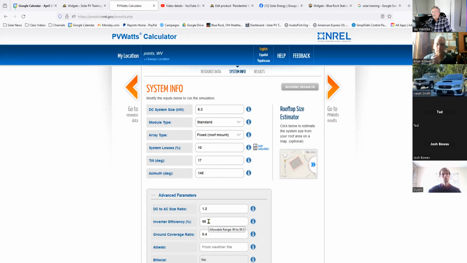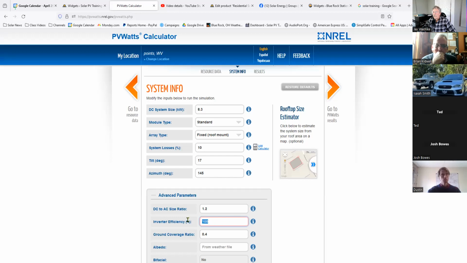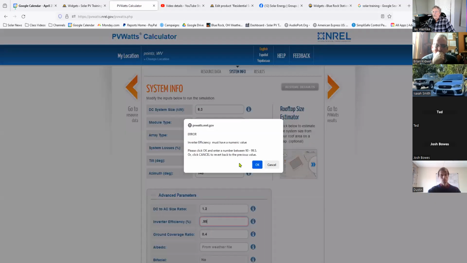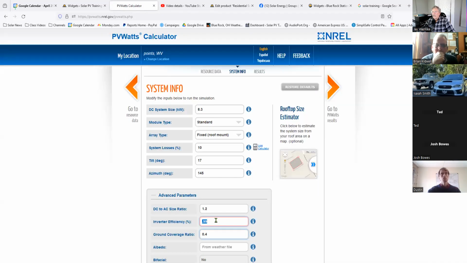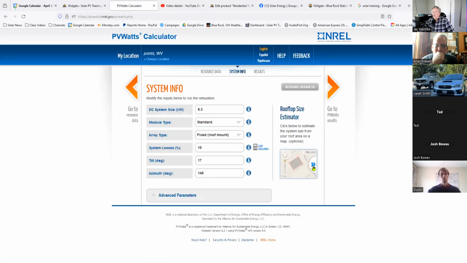It may be adding something in. Let me see what happens if I change that to 100%. It didn't like 100%. Oh, it says between 0.90 and 0.95, didn't it? 0.95, okay, 99%. Okay, so let's see what happens here. Yeah, a little bit more. So it was adding in the 4%. So system losses 9.